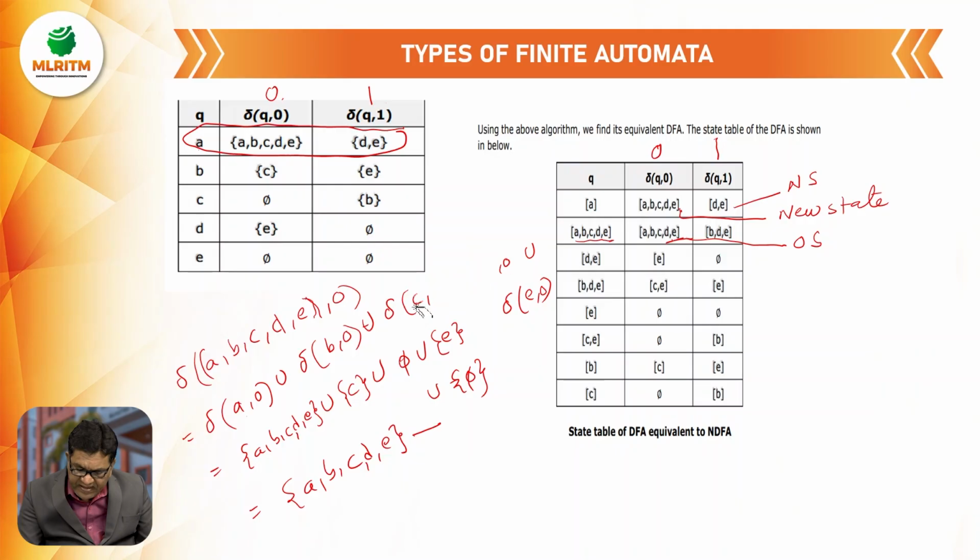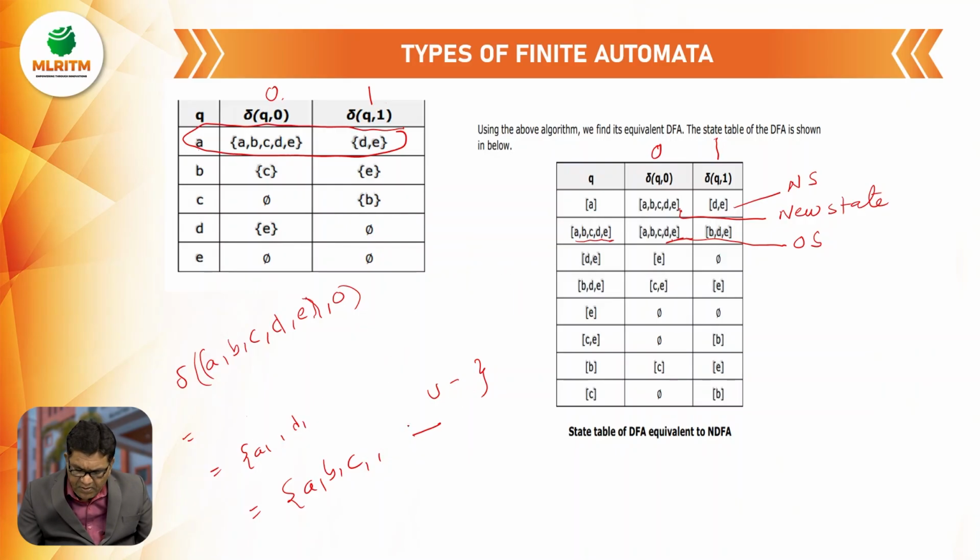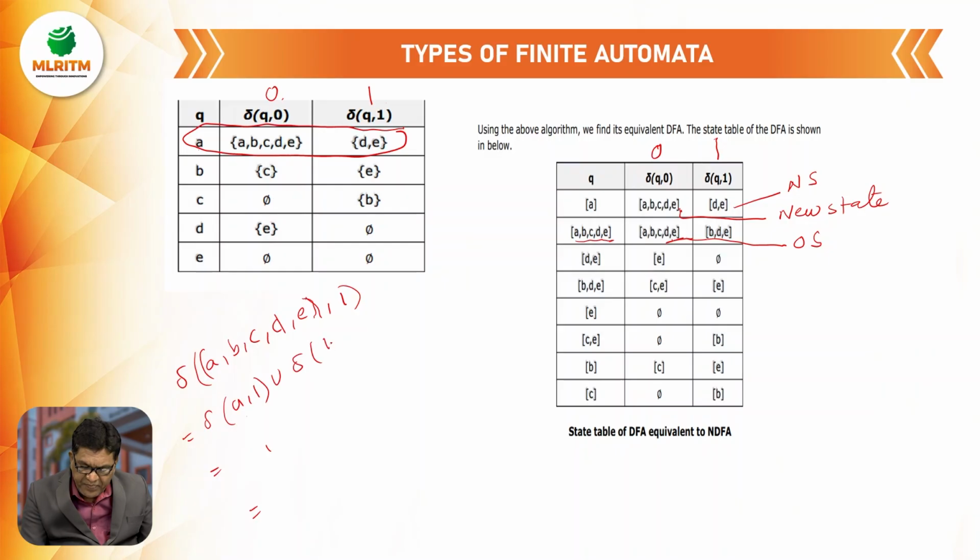Now, the current state is A, B, C, D, E and the input is 1. Now we can find out which state it goes to. Same process: delta A, 1 union delta B, 1 union delta C, 1 union delta D, 1 union delta E, 1.